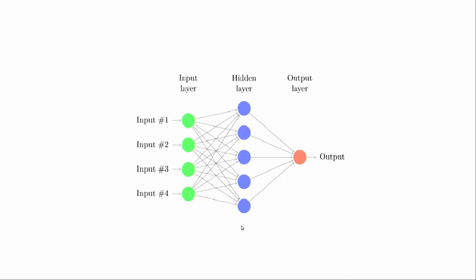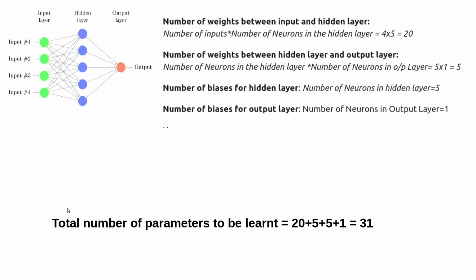And suppose each neuron in the hidden layer has a bias associated with it. Furthermore, each neuron from the hidden layer is mapped to a single output neuron. Suppose the output layer also has a bias, and each of these connected paths has some weight. So now let's try to find out the number of parameters to be learned. And here is the answer.